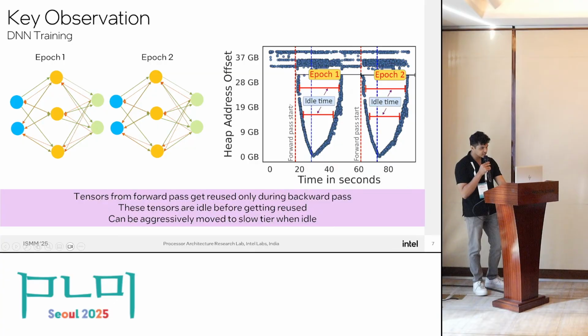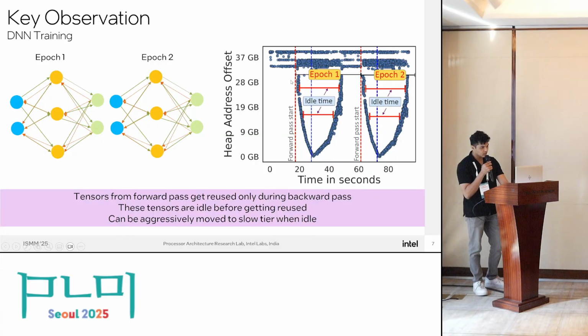A DNN has multiple layers, and each of these layers produces a lot of tensors. These are referred to as saved tensors, which are basically intermediate tensors, which are written to in the forward pass, and again read in the backward pass. So we notice that there are some tensors that are being produced by every layer in your forward pass, and they are going to get accessed in the backward pass, but in the reverse order because gradient descent runs in the reverse order.